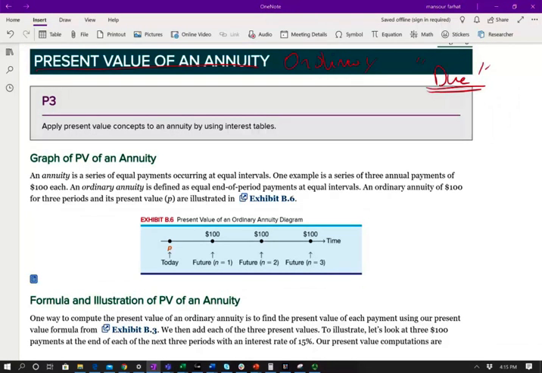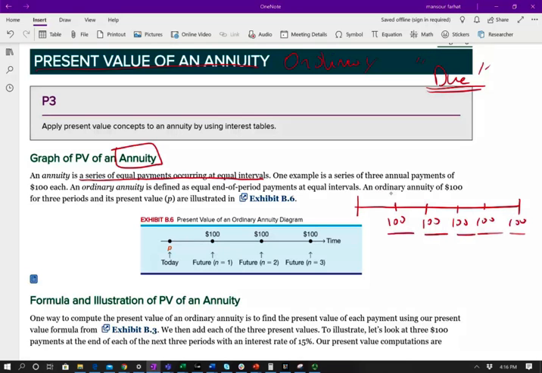So what are we looking for? We are looking to find the present value of an annuity. Now, the first thing is, what is an annuity? An annuity is a series of equal payments occurring at equal intervals. So simply put, you're going to have to pay or receive $100, $100, $100, $100, and $100.